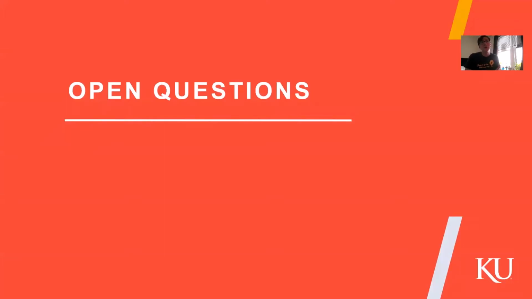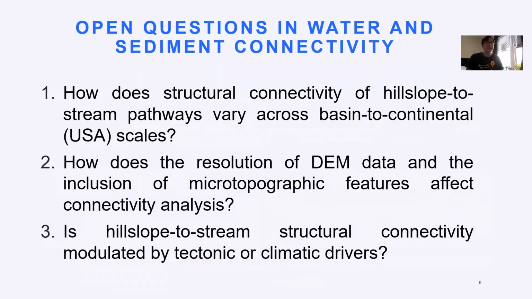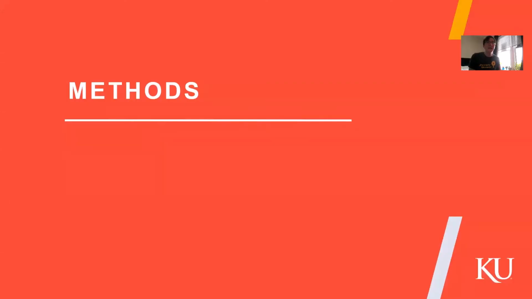So what are some of the open questions in structural connectivity analysis? Well, one, how does structural connectivity of hillslope to stream pathways vary from basin to continental scales? Two, how does the resolution of the data you use impact and incorporate microtopography to inform connectivity? And three, is hillslope to stream structural connectivity modulated by tectonic or climatic drivers?